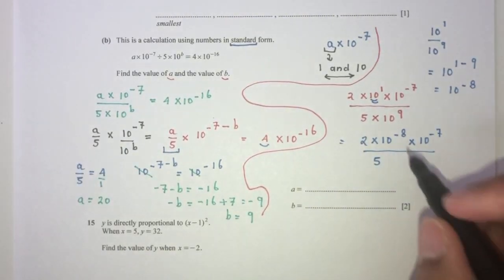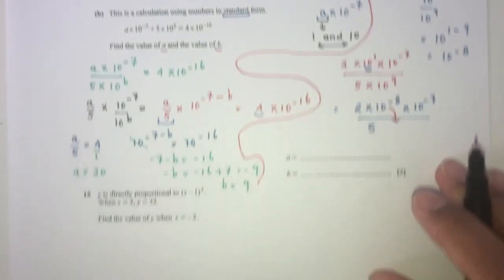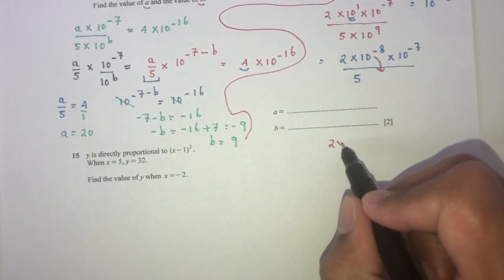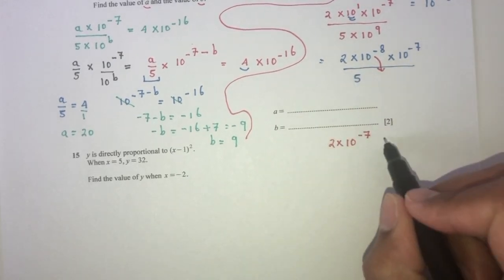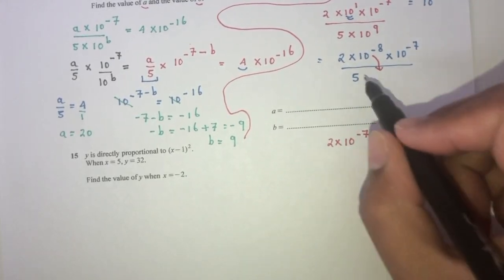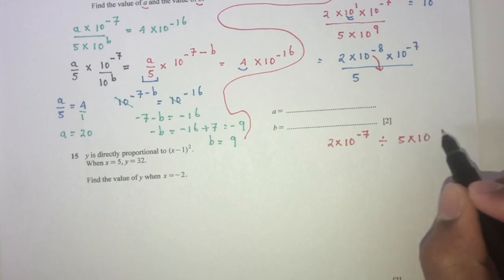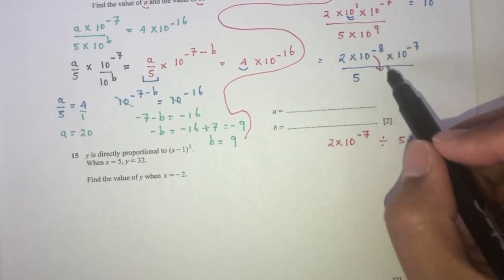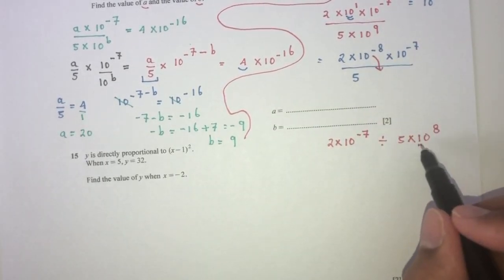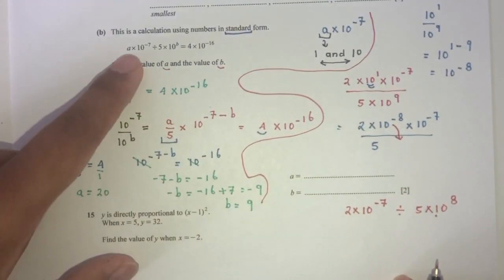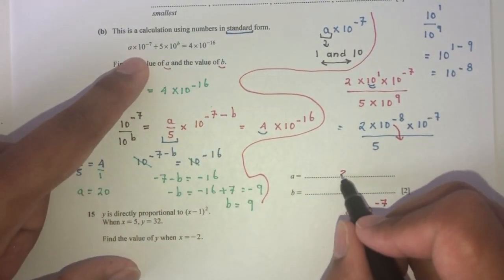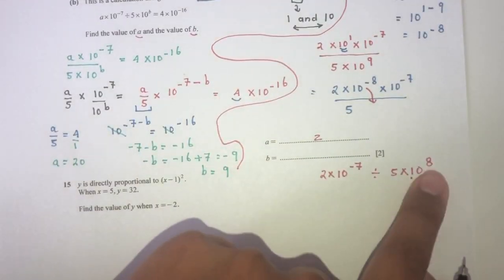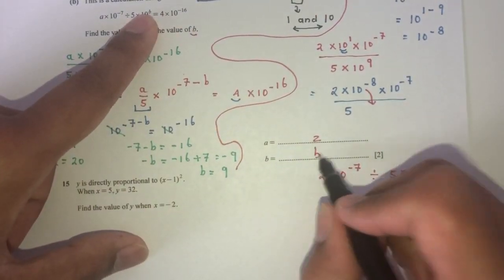Now finally, we have to send this down. So it will become 2 times 10 power minus 7, divide is divide, that will be 5 times 10 power 8. When you send this down, the sign will change and become 8 right here. By comparison, you can see that should be okay here. And a will have to be the value of 2. And finally, b will have to be the value of 8 from that question.